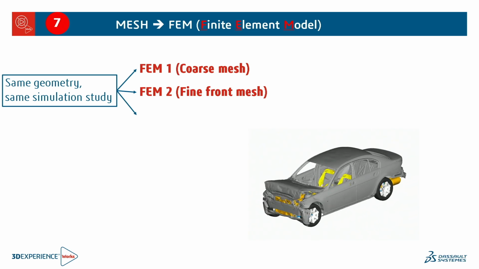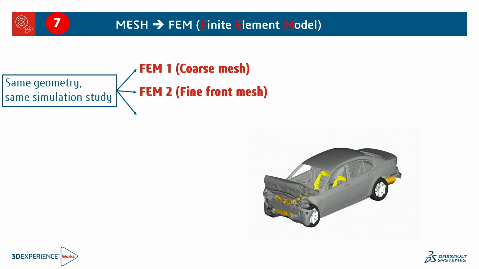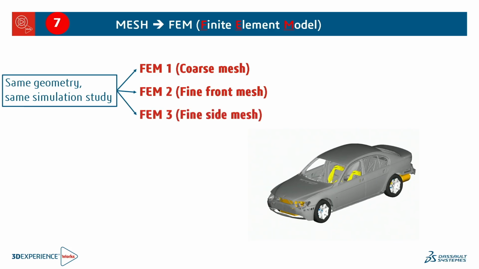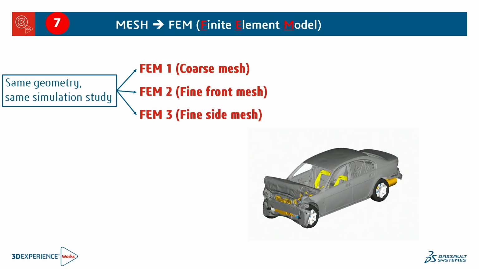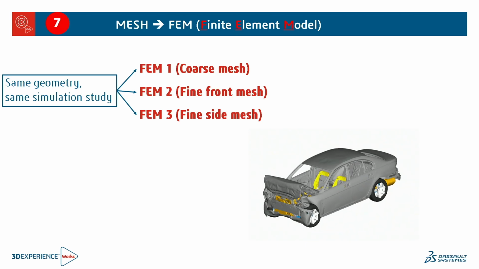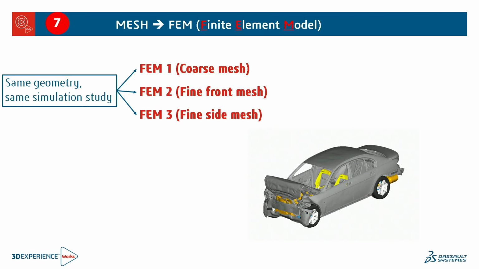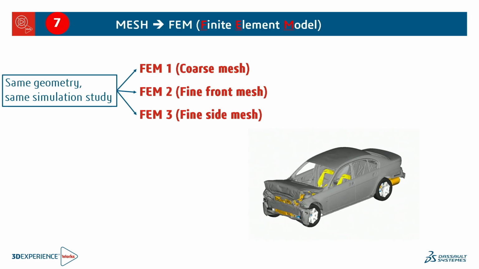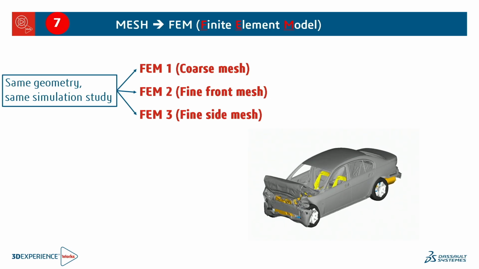You don't want to invest fine mesh everywhere in the model, right? You just want to refine it in the front. And I can have another FEM with fine mesh on the side for a sidecar crash. And I can go on and add many, many FEMs, all of that for the same geometry within the same simulation study. On the platform, we call it physics simulation.